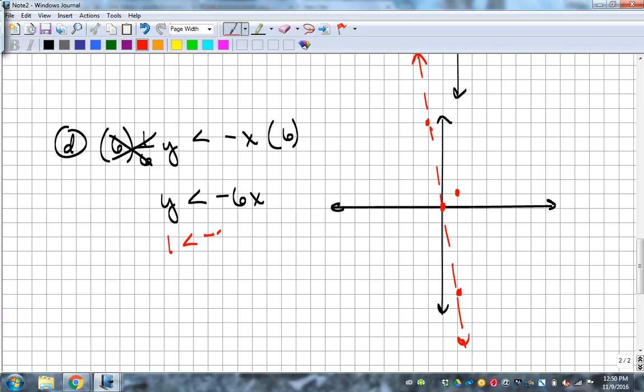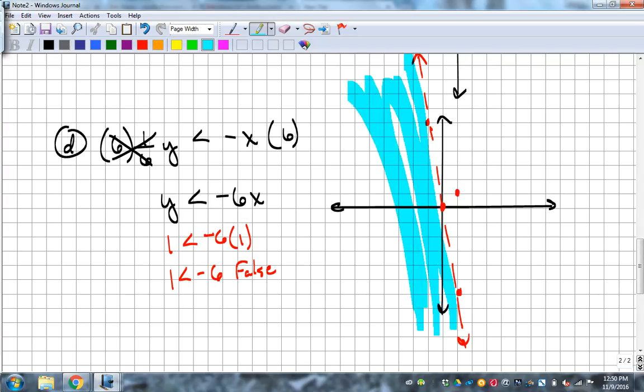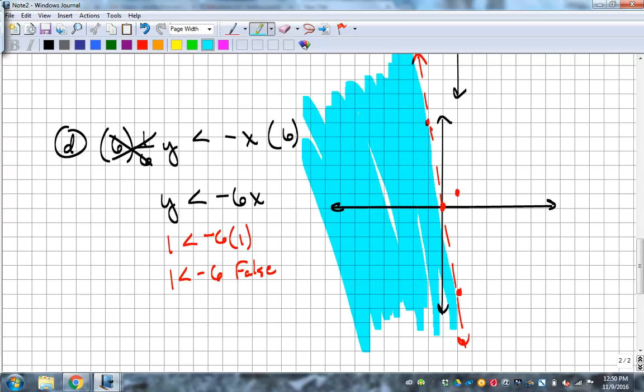1 less than negative 6 times 1. Is 1 less than negative 6? No, that's false. So I'm going to shade the left side of that line, because my test point is on the other side and it was false. You're always going to shade the true side. Always going to shade the true side.